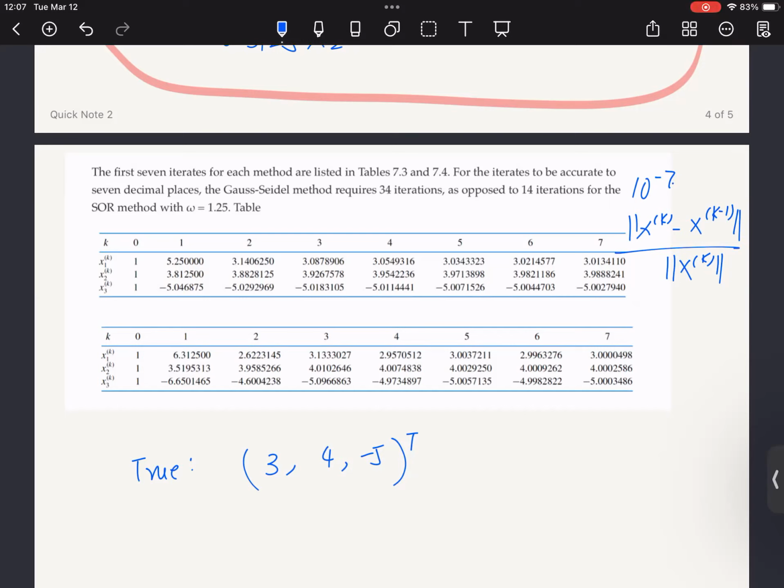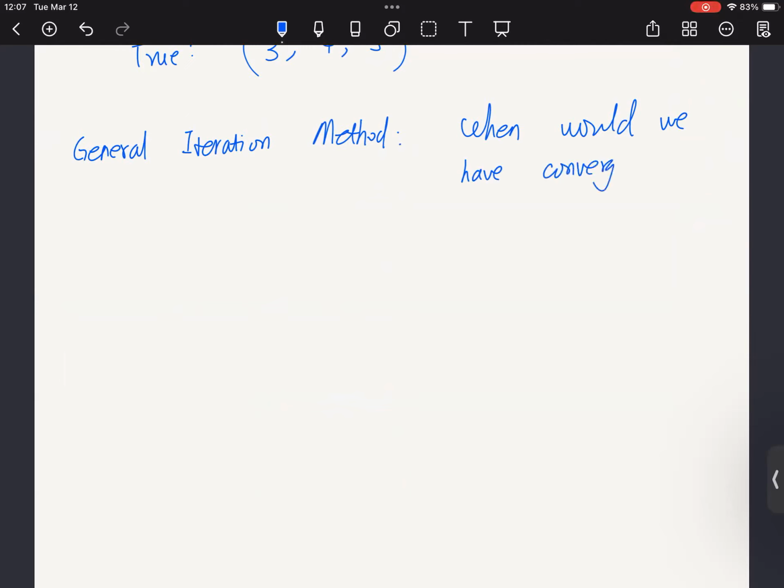Next, I'm going to introduce when the iteration methods converge, and when they don't work. So it comes back to the general iteration method, and we take a look at the convergence conditions. When will we have a convergence result?